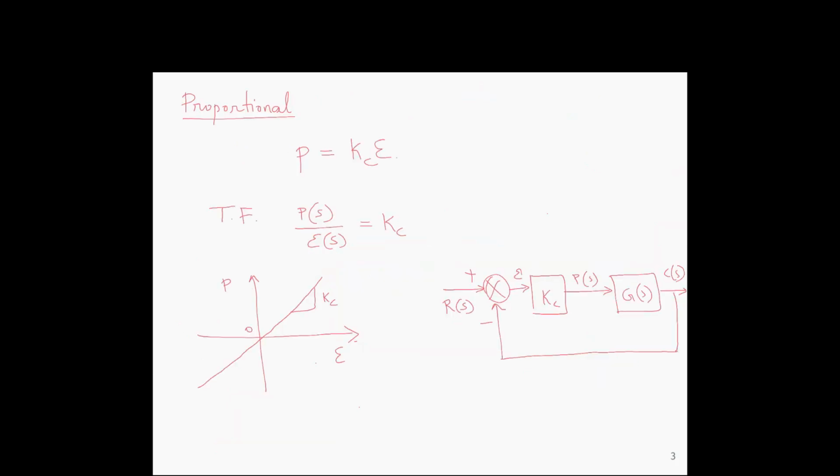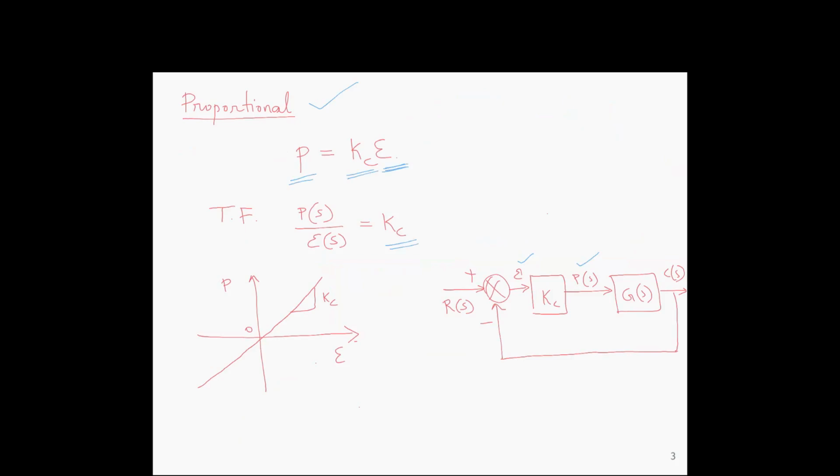The first controller is the proportional controller. As the name suggests, it is proportional to the error. So the controller output P will be directly proportional to the error, and this proportionality constant is Kc. So the transfer function of this proportional controller, the relation between the output P of S and the input E of S, is Kc. So it is just a simple gain.